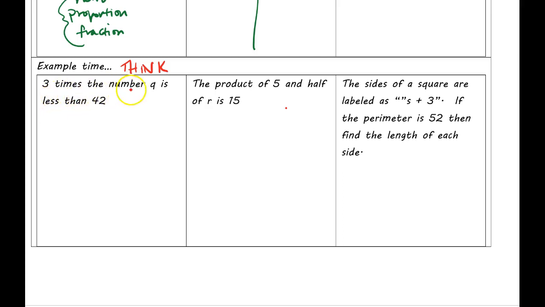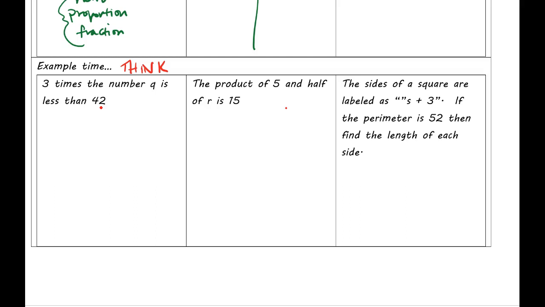Three times the number Q is less than 42. Three times the number Q is less than 42, okay? This is going to probably be an expression because it didn't ask me to find anything. It didn't tell me what the number is exactly equal to because it didn't say is the number 42. It said that it was less than 42. So this is where it gets kind of tricky.